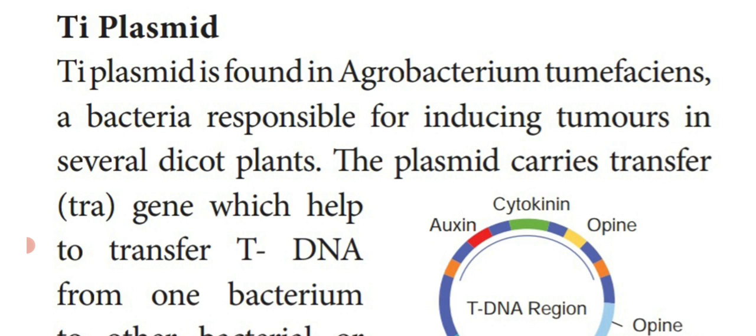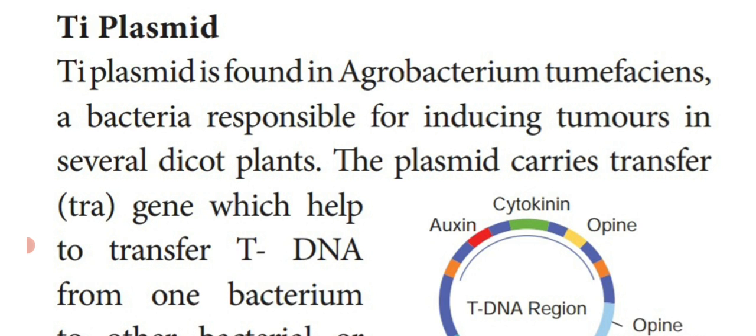Write short notes on the Ti plasmid. So dear students, this Ti plasmid is found in the bacterium named Agrobacterium tumefaciens, which is located in the soil. That is, a soil-inhabiting bacterium. So this bacterium is responsible for inducing tumors. A tumor means a small pustule, like a cancer, produced in animals and human beings. This bacterium produces a cancer-like disease known as a tumor in dicot plants.